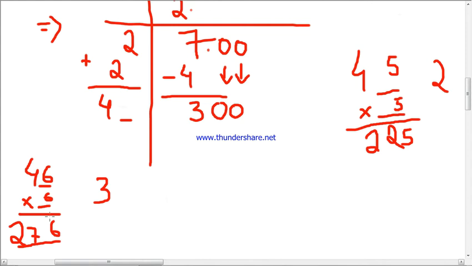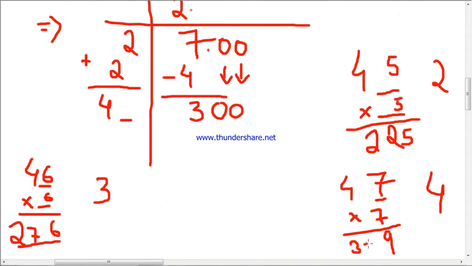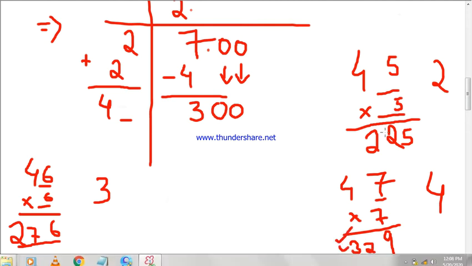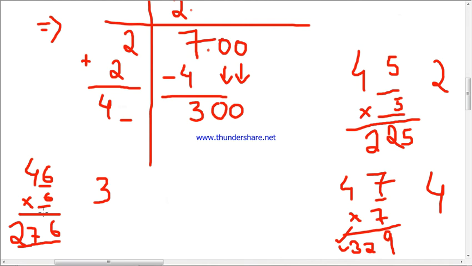See, it's very close. Should we try one more? I think we should try 47. Let's take 7 multiplied by 7 and see how much we'll get. 7 and 7 equals 49. And 7 into 4 is how much? 7 fours are 28, 28 plus 4 equals 32. This we cannot take because we are going beyond 300. This we cannot take because there is another number, 46 into 6, which is very close to 300.